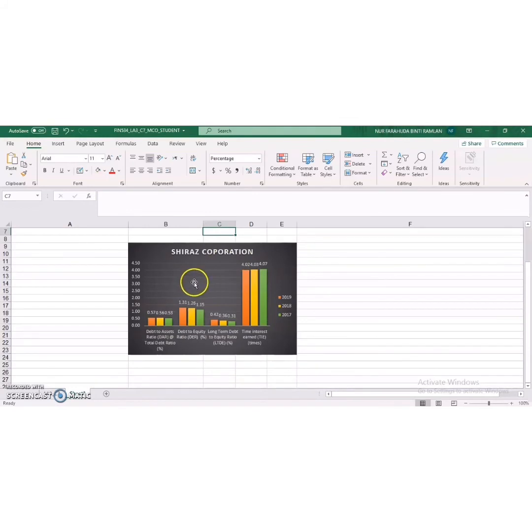So here is the graph that I've made. This refers to the years, and this one is for the debt to assets ratio, and this one is debt to equity ratio and long-term debt to equity ratio, and also time interest earned. In this graph, we can clearly see which one is higher and which is lower, so it's easy for us to determine which year is better.